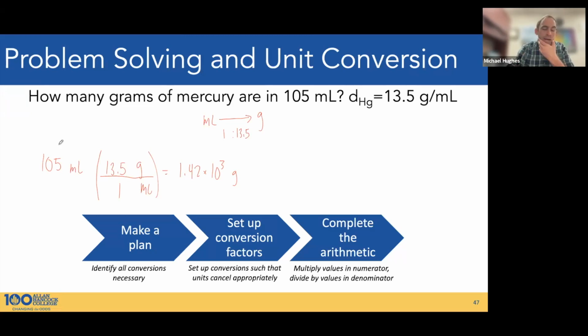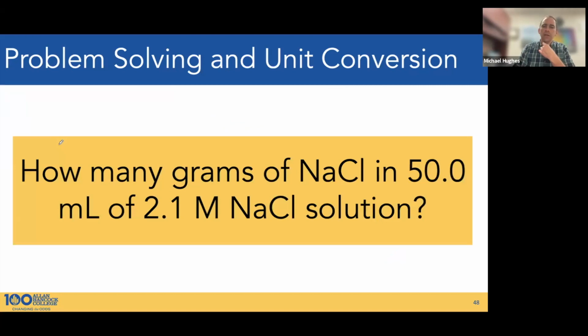Let's try another pass-through conversion factor. This one might seem a little tricky, but what I can promise you is that this kind of math is going to be extremely common in upcoming chemistry classes. How many grams of NaCl are in 50 milliliters of a 2.1 molar NaCl solution?